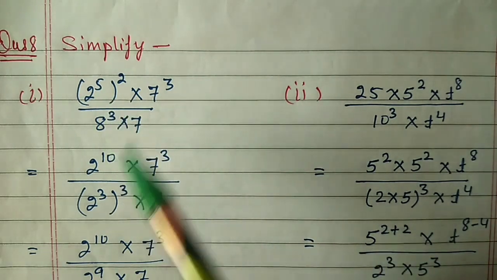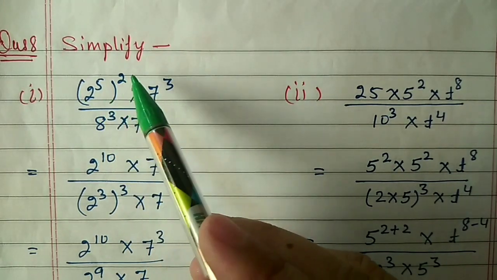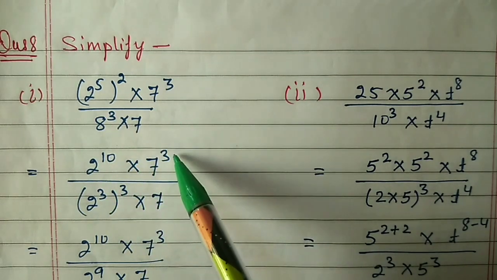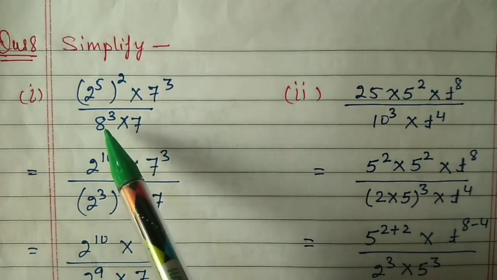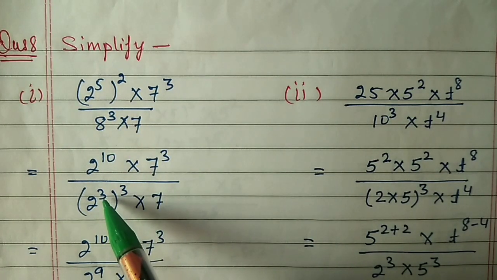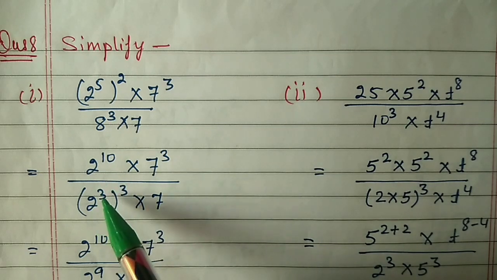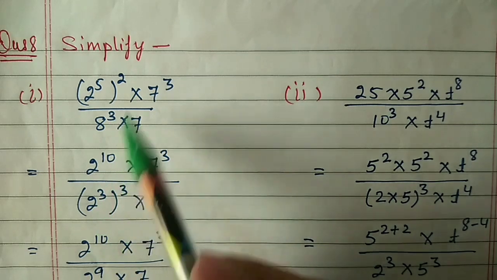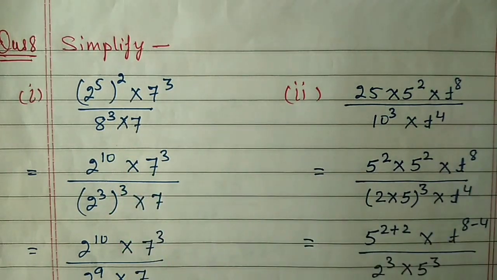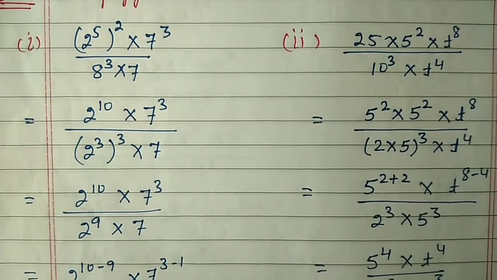So first step, this power to the power: 5 into 2. Power to the power means we have to multiply, so it will become 2 to the power 10. 7 to the power 3 as it is. And this 8 also we can write as 2 into 2 into 2, which we can write as 2 to the power 3, and whole to the power 3. Again power to the power, we have to multiply, so it will become 2 to the power 9.